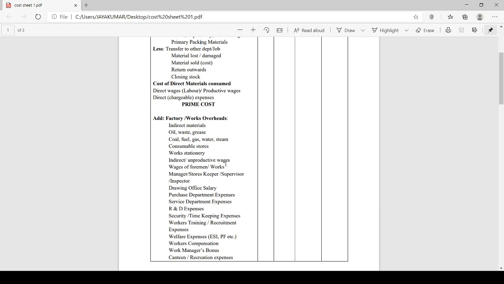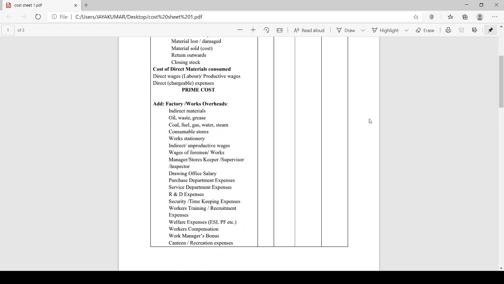Now these are, for example, the wages of the storekeeper and all. That is, they are not direct wages. Wages of the foreman, wages of the works manager, storekeeper, supervisor, inspector, all these come under this. The next aspect is drawing office salary. Drawing office salary means the salary paid for drawing the production chart and all. Since it happens in the factory for the purpose of production, it is included in the factory overheads.